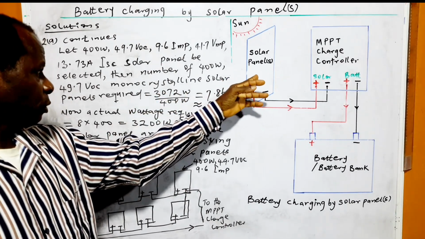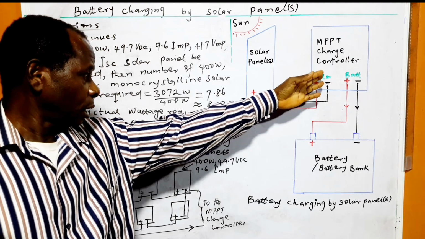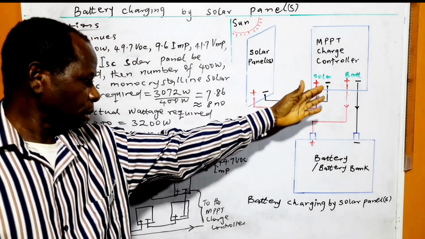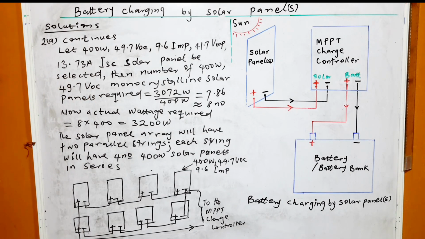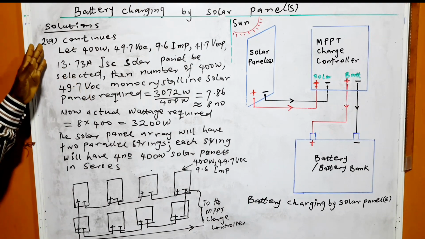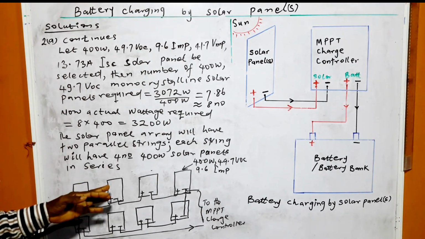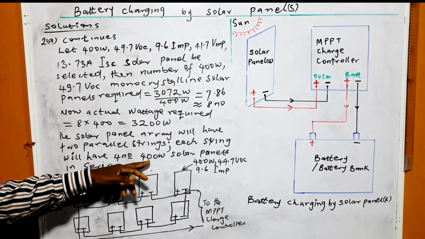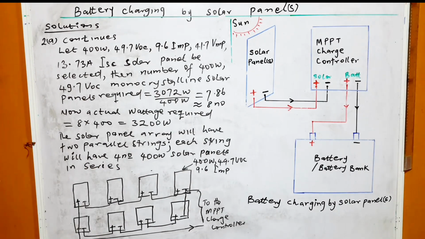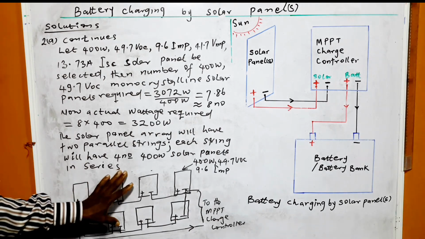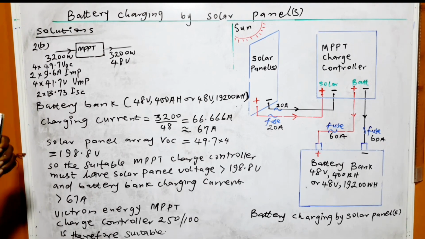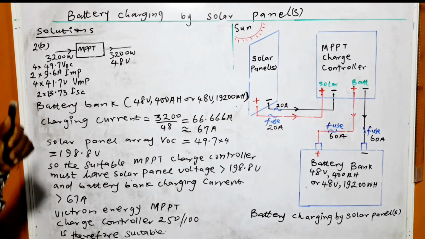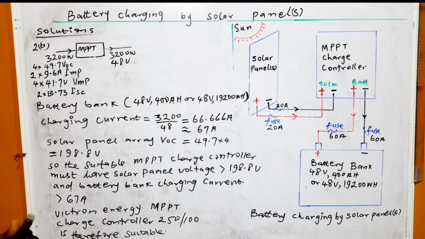Then we have the connection going to the MPPT charge controller, and that is what we are having here from the solar panel. It goes to the MPPT charge controller. From the MPPT charge controller, it goes to the battery. So the answer to this 2A is that we require 400 watt solar panels connected in this way. As I said before, the solution to 2A is 8 number 400 watt monocrystalline solar panels.